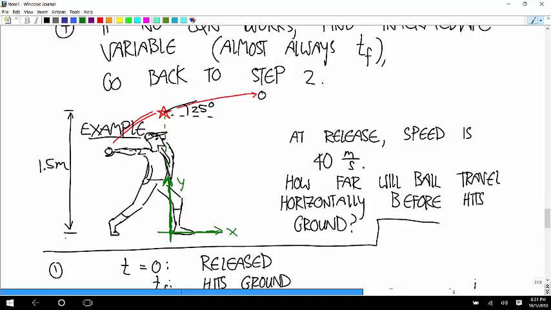Yes. So why is it that's supposed to be where it's released? Like he's not ready to let go of it here. Yeah. His arm comes up and then right here he lets go of it.